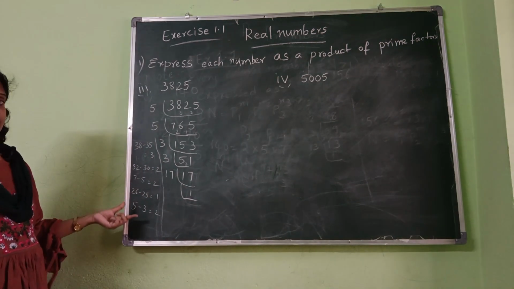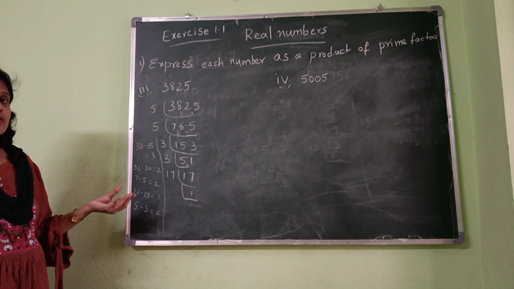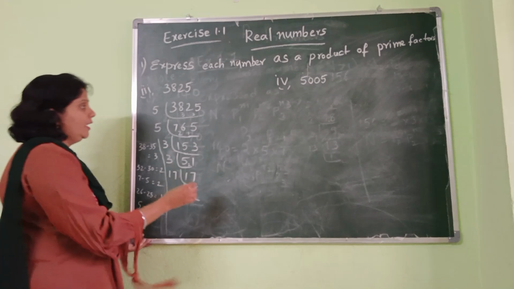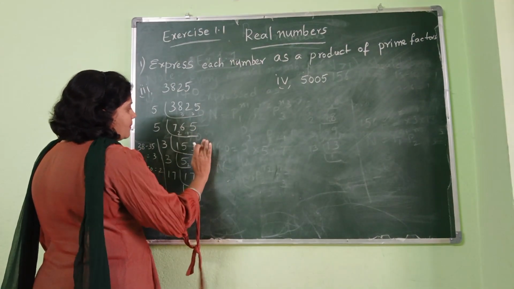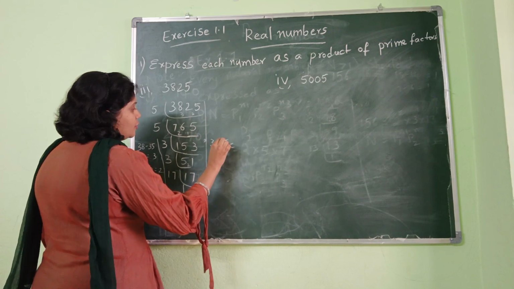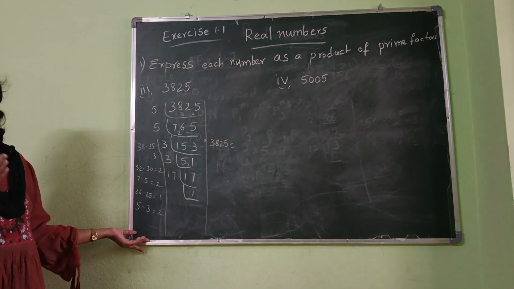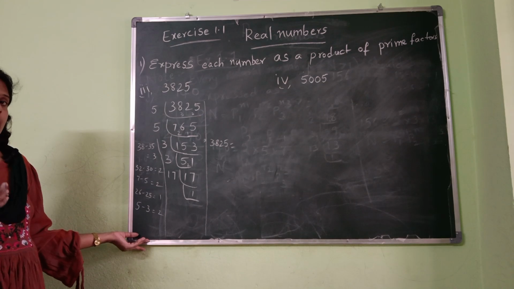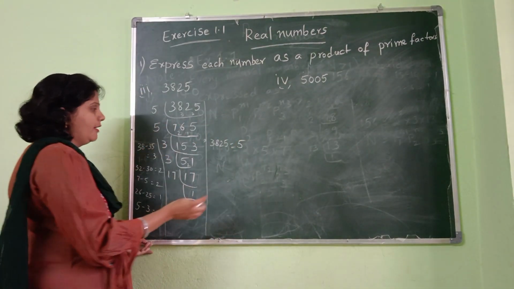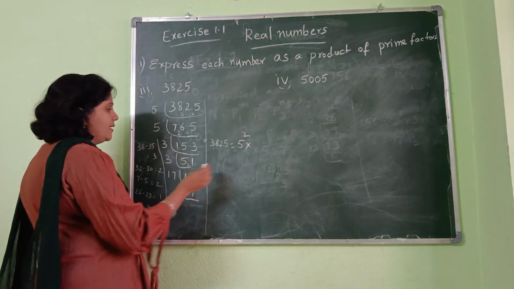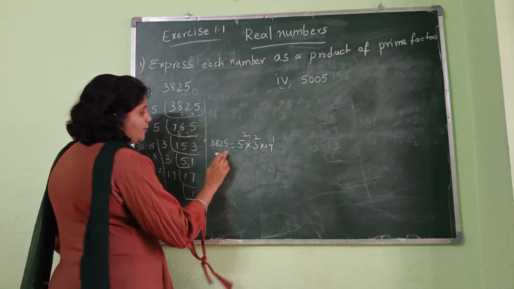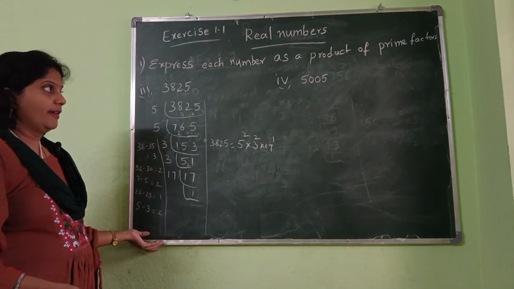Why I am writing like this is in order to make the slow learners also understand clearly. So this number 3825, how are we expressing it? Fast learners need not write like this, but I am explaining for the slow learners who are unable to solve directly. 3825: how many 5s are there? 5 power 2, into how many 3s? 3 power 2, and 17 power 1. So I am writing 3825 as a product of prime factors.